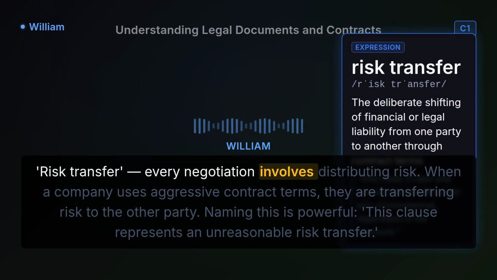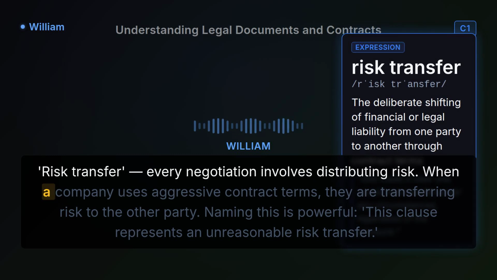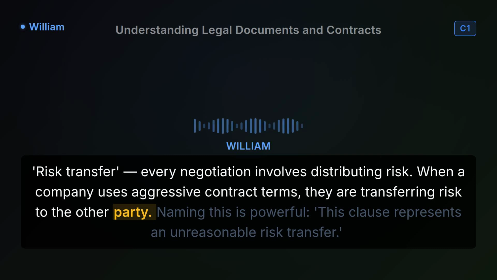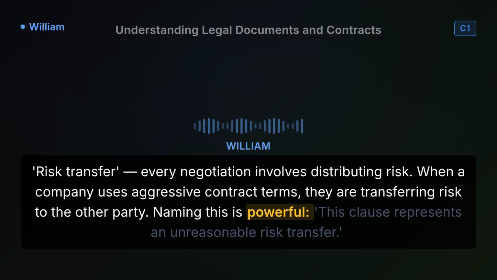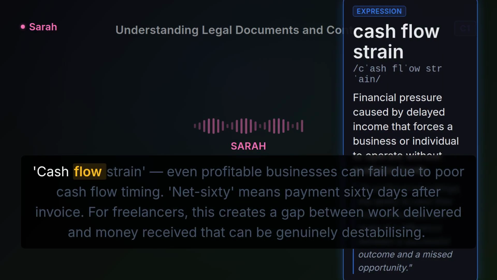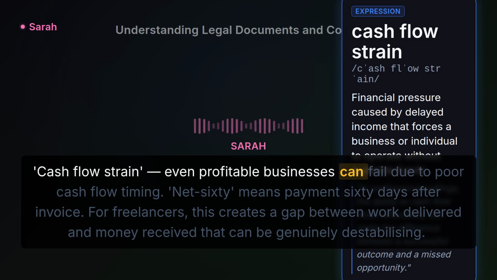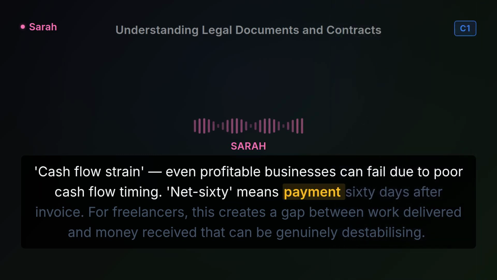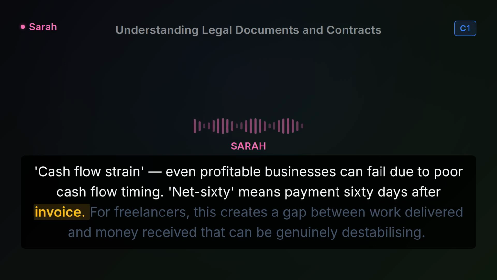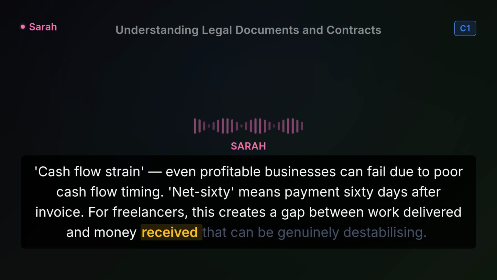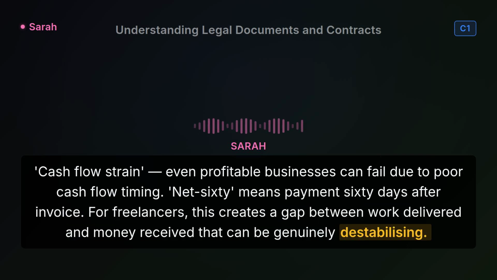Risk transfer. Every negotiation involves distributing risk. When a company uses aggressive contract terms, they are transferring risk to the other party. Naming this is powerful. This clause represents an unreasonable risk transfer. Cash flow strain: even profitable businesses can fail due to poor cash flow timing. Net 60 means payment 60 days after invoice. For freelancers, this creates a gap between work delivered and money received that can be genuinely destabilizing.